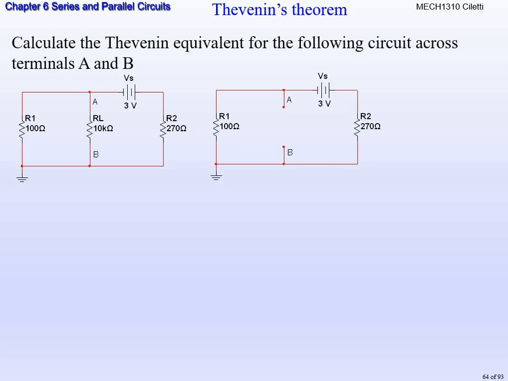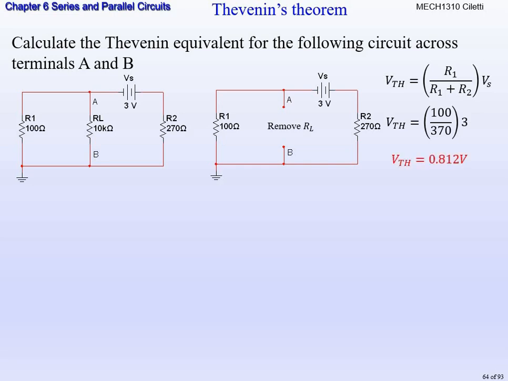So now we have between terminals A and B, and we have to find what's the voltage drop across terminal A and B. It's what's dropping across R1. R1 is the resistor that goes across terminal A and B now. So now that we've removed RL, the Thevenin voltage is R1 divided by R1 plus R2 times Vs. So we're using a voltage divider once again. So it's going to be 100 divided by 100 plus 270 times 3. The 100 plus 270 is the 370. So our Thevenin voltage is 0.812.